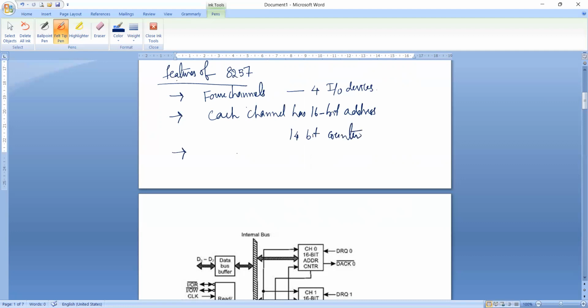The third important point is that each channel can transfer up to 64 kilobytes of data, and each channel is programmed independently.